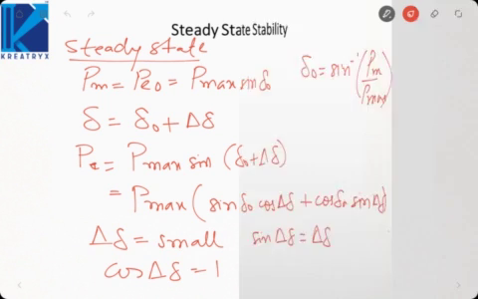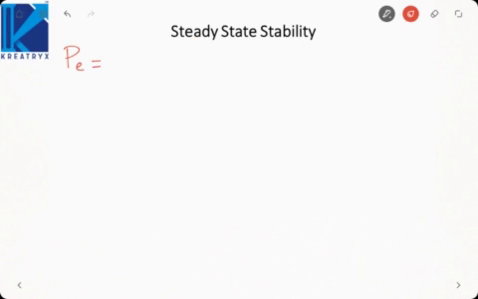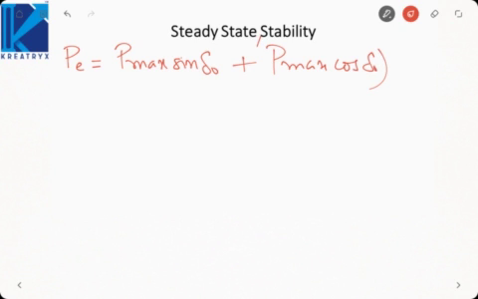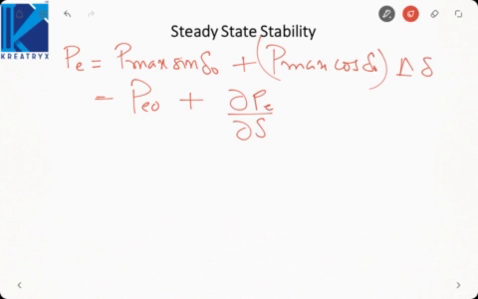So it will become Pe is equal to Pmax sin delta naught, plus Pmax cos delta naught into delta delta. Now this is actually Pe0 plus del Pe by del delta at delta naught into delta delta. Del Pe by del delta is also called the synchronizing power coefficient for a synchronous machine.